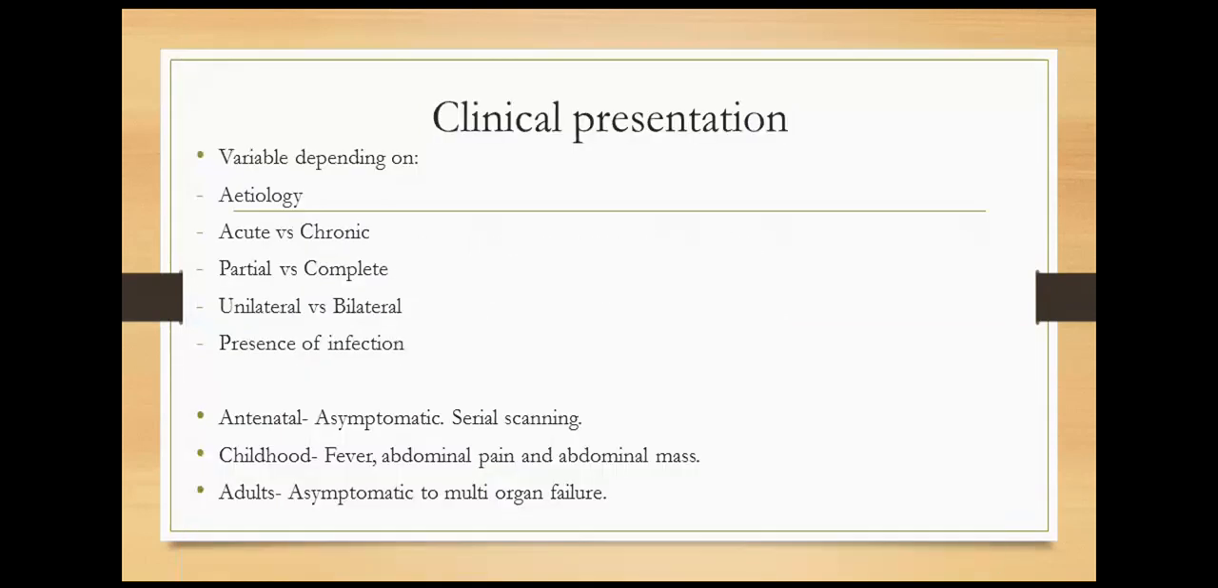In terms of presentation, one should be able to elicit whether it's acute versus chronic, whether it's partial or complete, and, as I'll go into in the talk, whether it's unilateral or bilateral, because the disease process tends to be different. The presence of infection also affects the clinical picture and the pathophysiology, and can worsen the effects. If you break it down by age, you're looking at antenatal, childhood, and adults, with different clinical presentations and different causes.